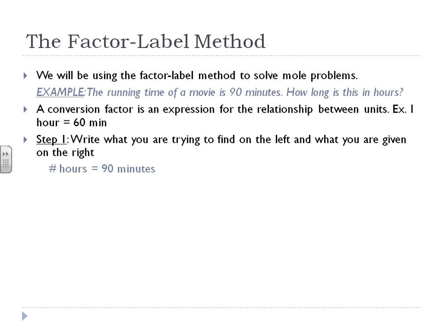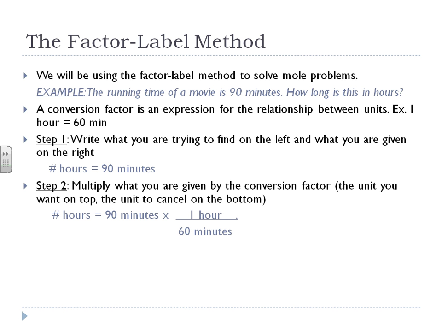So step 1, you have to write down what you are trying to find on the left, then put an equal sign, and then put what you are given on the right. So if I do that for this problem, I get number of hours, that's what I'm trying to find, an equal sign, and then the quantity that's given to me in the problem, 90 minutes. Step 2, and this is usually the hardest part, you've got to find a conversion factor that will work for you to get the answer that you need.